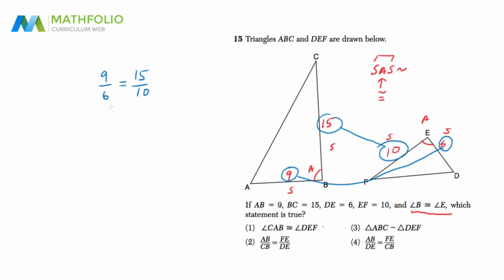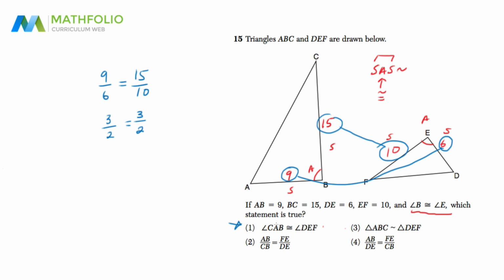So 9 over 6, well, 3 goes into 9 3 times, 3 into 6 twice. Now 5 goes into 15 3 times, 5 goes into 10 twice. So both of these fractions are the same, so therefore these two triangles are congruent, forgive me, not congruent, but these two triangles are similar because the sides are in the same ratio. So let's check each of these one by one, now that we know that these two shapes are similar.